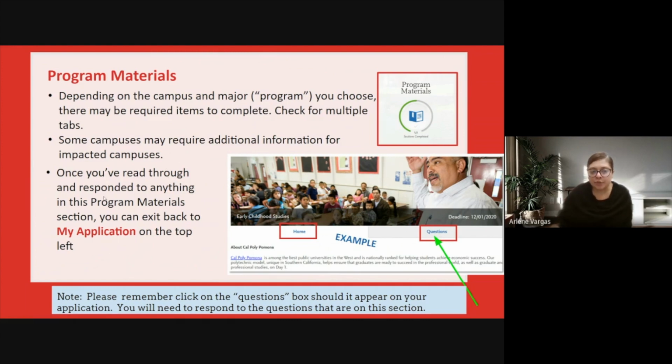Once you have read through and responded to anything in this program materials section, you can exit back to My Application on the top left. Here's an example of what the application looks like. Here's your home, and then the questions are here on the second tab. Don't miss it. Make sure that you click on these questions and respond to them if they are there.